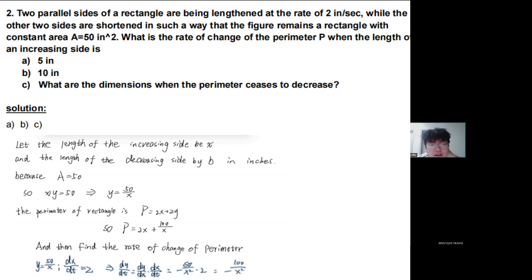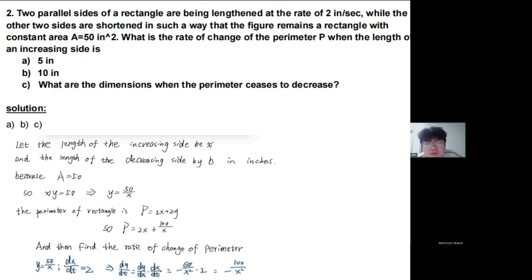So first, let the length of the increasing side be x and the length of the decreasing side be y. Because we know the area is equal to 50, x multiplied by y is equal to 50, and y equals 50 over x. The perimeter of the rectangle is P equals 2x plus 2y. So we get P equals 2x plus 100 over x.